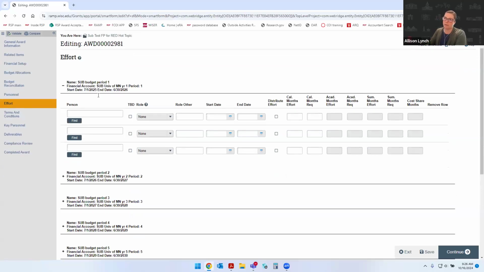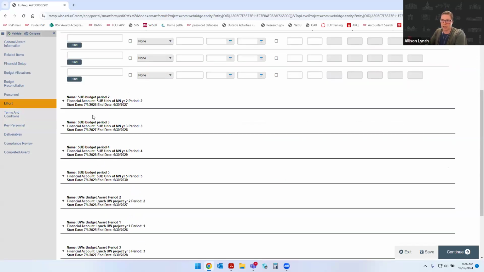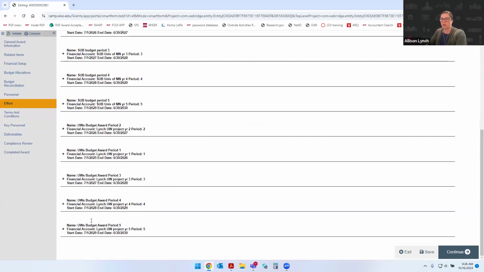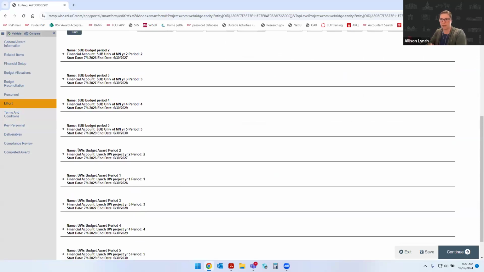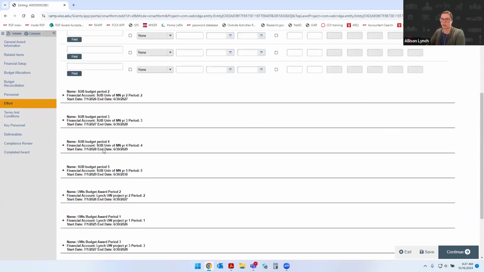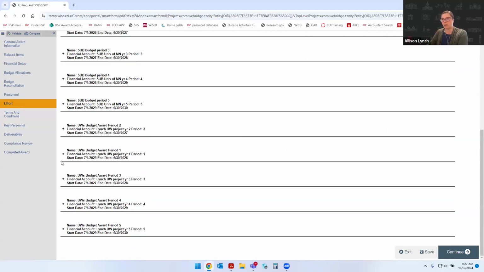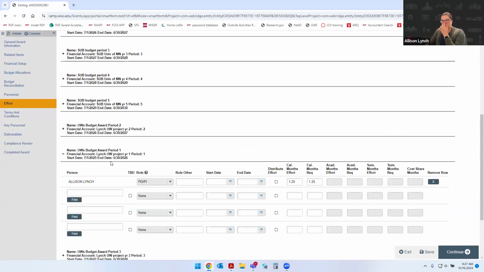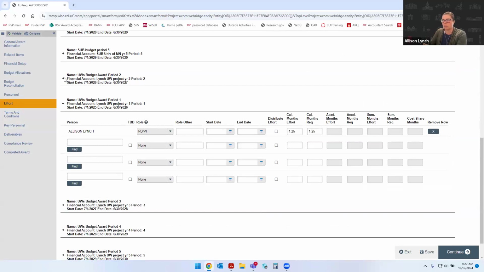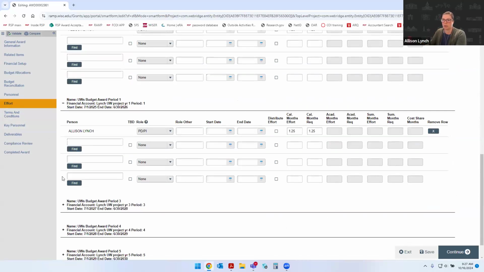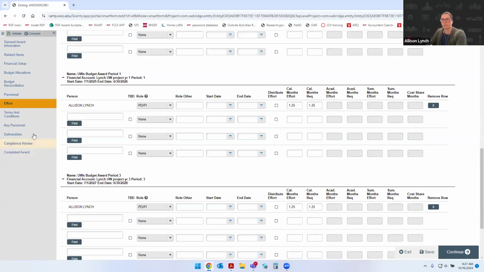The effort tab, effort is identified on this page through budget allocations. So you can see here that we have all 10 of our budget allocations. And since this is RAMP and it's specific to UW, we are only entering effort for the UW allocations or budget periods here. So I just demonstrated here that effort is entered each year just on the UW allocations here.